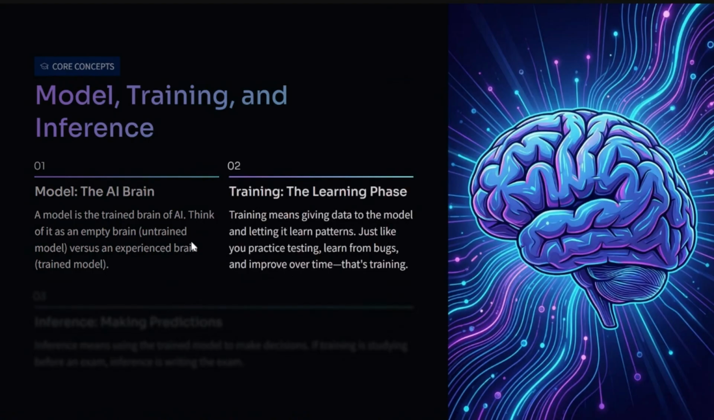Now, the training of the model. Training means giving data to the model so that it learns to understand patterns. When we started our career, maybe if you are an automation tester, we practiced testing, we learned from the bugs, and we tried to improve over time. So that was our training period. Similarly, when we feed the computer or the model a lot of data, that is called the training or learning phase of the model. Once the model has been trained on a vast amount of data, covering all kinds of scenarios, it will be called a trained model.